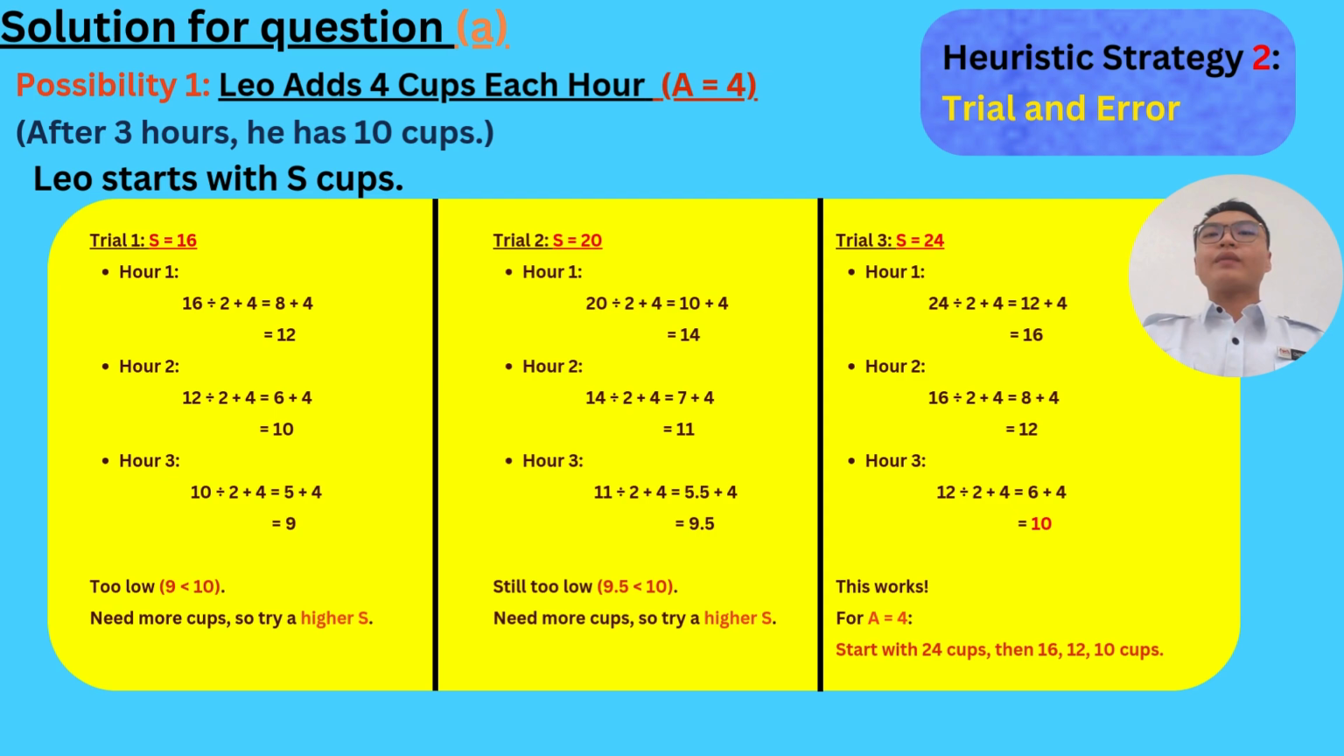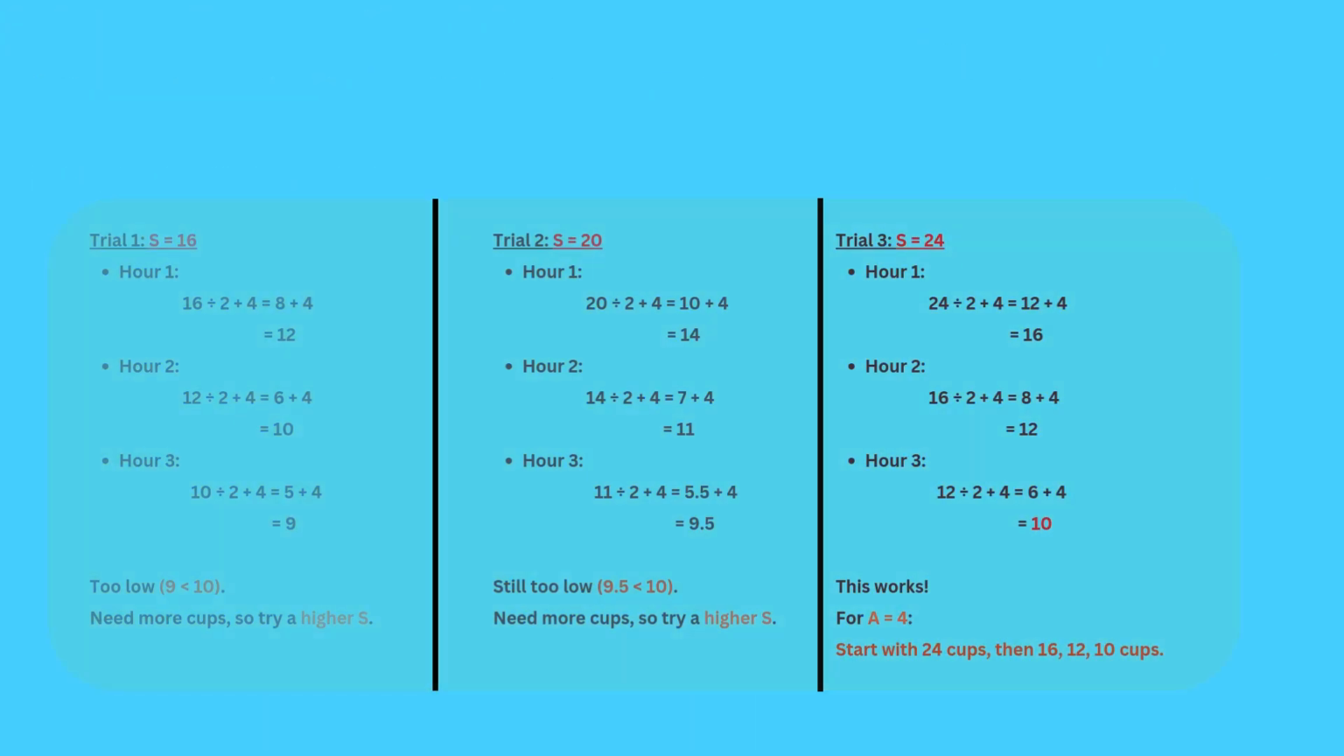For trial 3, we try S equals 24 and after the solution, after hour 3 we get 10 cups of lemonade. This works. For A equals 4, he starts with 24 cups, then 16, 12 and 10 cups.